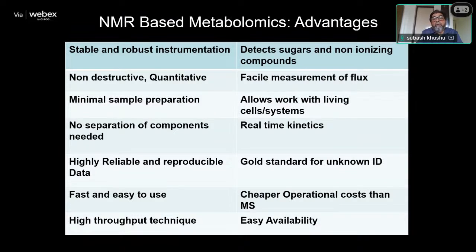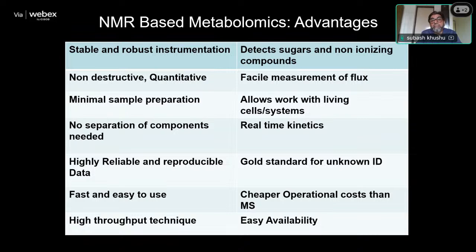NMR-based metabolomics has advantages over LCMS and others. It is a very stable and robust instrumentation. It is non-destructive, quantitative, and needs minimal sample preparation. No separation of components is needed, as you do in LCMS. The results are highly reliable and reproducible, and it is much faster and easy to use. It can be used as a very high throughput technique. It can detect sugars and non-ionizing compounds, and it gives you facile measurement of flux.